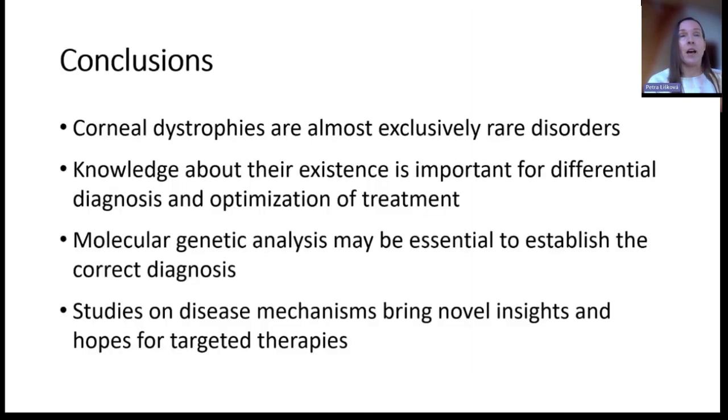So in conclusion, talking about corneal dystrophies from A to Z, corneal dystrophies are almost exclusively rare disorders. Knowledge about their existence is important for differential diagnosis and personalized treatment. Molecular genetic analysis may be essential to establish the correct diagnosis. Studies on disease mechanisms, which are allowed by identification of the molecular genetic cause, bring novel insights and hopes for targeted therapies. This is particularly true for TCF4 mediated Fuchs endothelial corneal dystrophy.